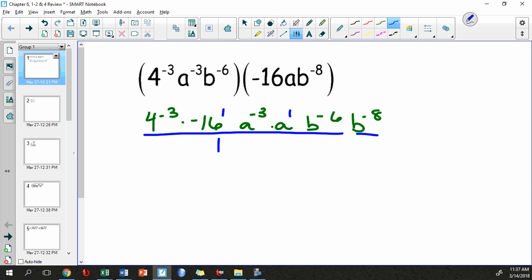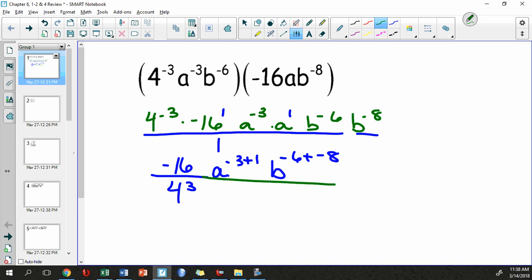Does the 4 stay or does the 4 go? It goes to the bottom and becomes 4 cubed. Does the negative 16 to the first power stay where it's at or go to the bottom? It stays where it's at. Then I'm going to simply do what with the exponents on my a? Do I add them or do I subtract them? They're attached by multiplication, so I add the exponents, which is exactly the same thing I'm going to do with the b's.